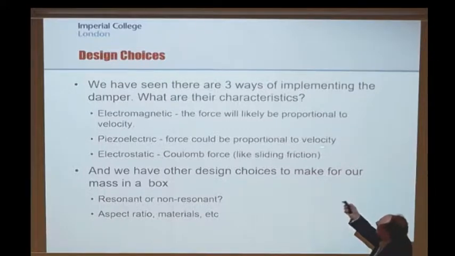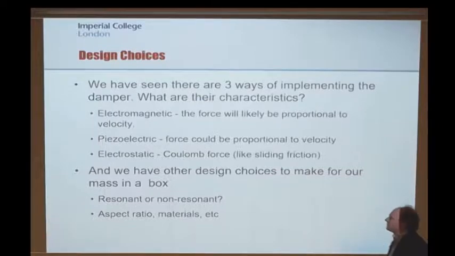something that is a velocity force characteristic, which is a linear one. And then we've got the electrostatic type arrangement, which is giving us a very different type of force. So essentially what I'm saying is if we take the electromagnetic approach, we probably have a linear system because we have a damper which is linear.